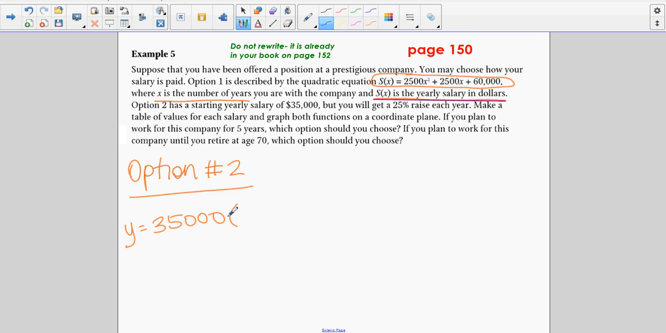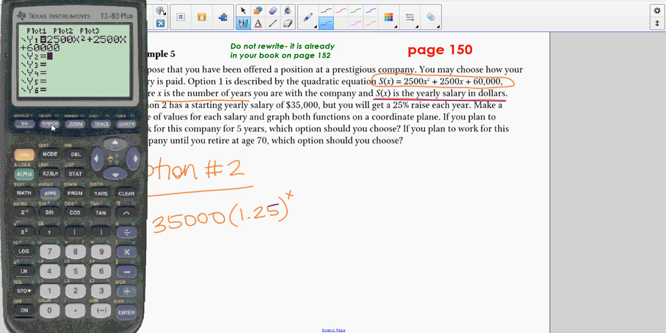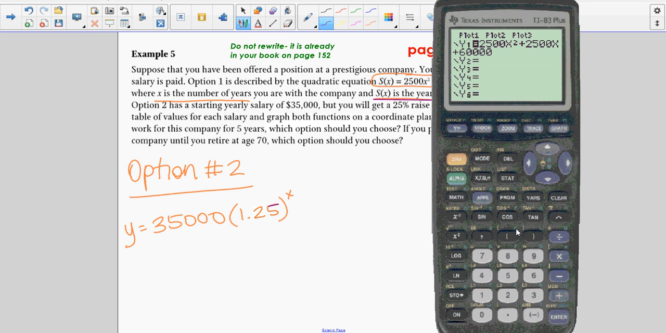So remember that B value, if you're getting a raise of 25% each year, you're making what you made the year before plus another 25% on top of that. So your B value is going to be 1.25 to the X. So the 1.25 is standing for the 100% is what you made last year, and then 25% on top of that. So 1.25. Remember, you're always comparing that to 1, which is 100%. So let's put that into our Y2.